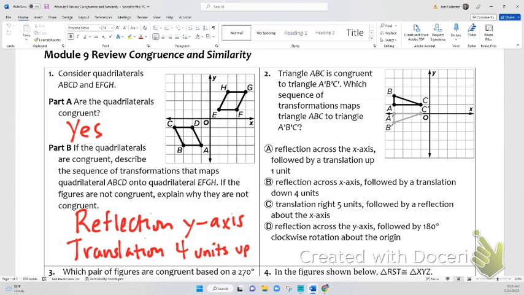For number 2, it's asking which one of these will map ABC onto A prime, B prime, C prime. Okay? So the only one that would work for this one is going to be the first one, because if you do a reflection across the x-axis, which happens to be here, that will put your new triangle here, right? But because the gray one is simply 1 unit above that, the only one that works is a reflection across the x-axis followed by a translation up 1 unit.